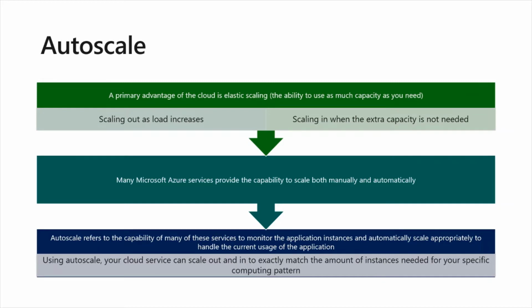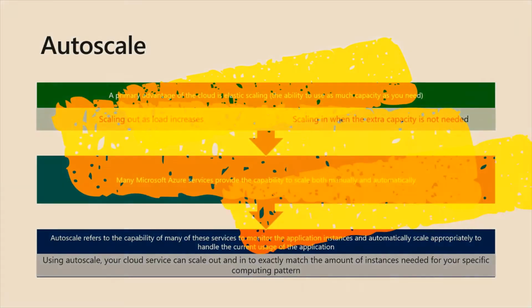Autoscale is a built-in feature of Azure Cloud Services, mobile services, virtual machines, and websites. The primary advantage of the cloud is elastic scaling, the ability to use as much capacity as you need. So that means scaling out as load increases, and scaling in when extra capacity is not needed. So that is autoscaling. Many Microsoft Azure services provide the capability to scale both manually and automatically. You can define some rules and it can be automatic.